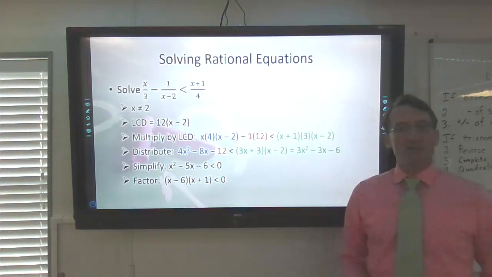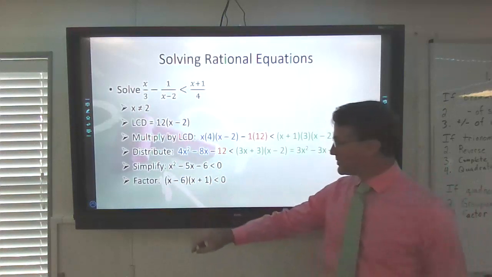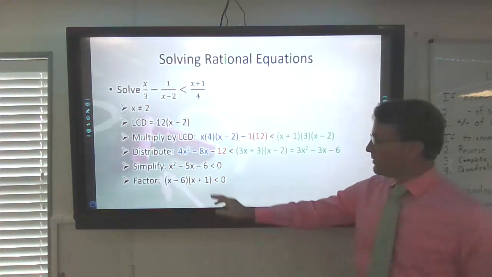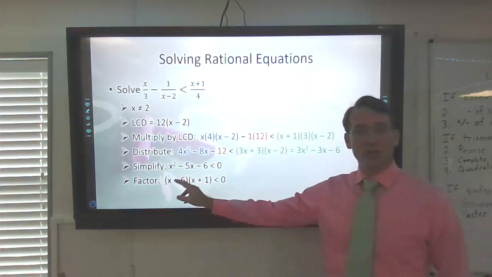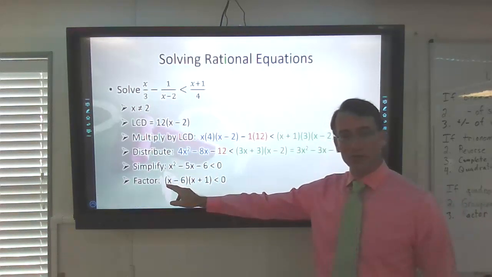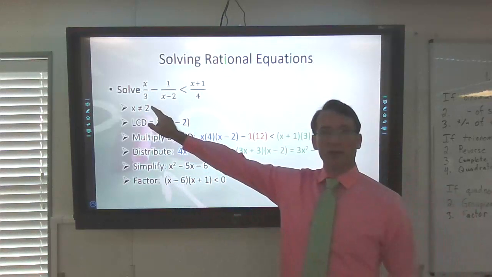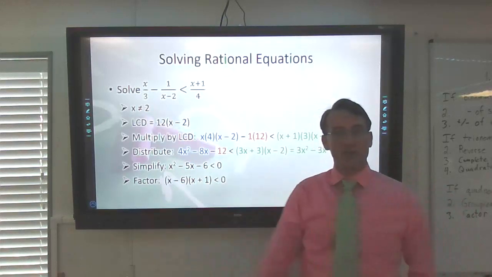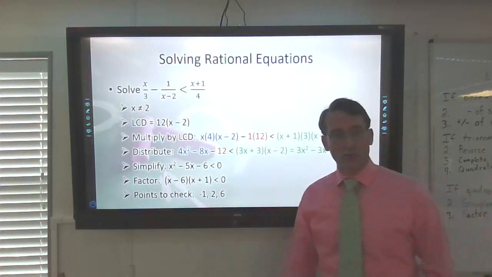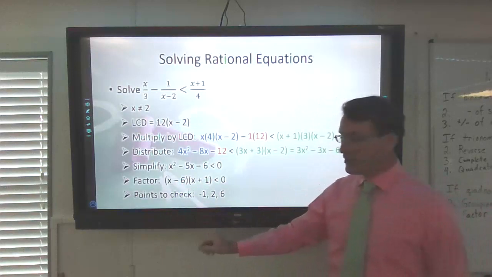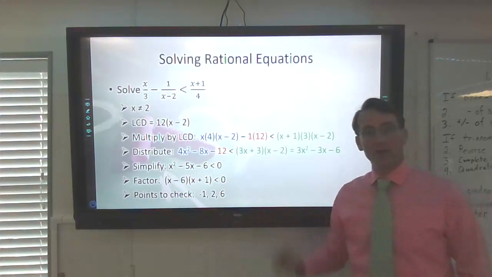So what are my values that are possible? If this were an equality, I would say, well, x could be 6, x could be negative 1, and both of those may or may not work. But since it's an inequality, I want to check ranges. I'm going to check where there's a break at 6, a break at negative 1, and a break at 2, because I do have a constraint there as well. So I want to check those ranges: values less than negative 1, values between negative 1 and 2, values between 2 and 6, and values greater than 6.